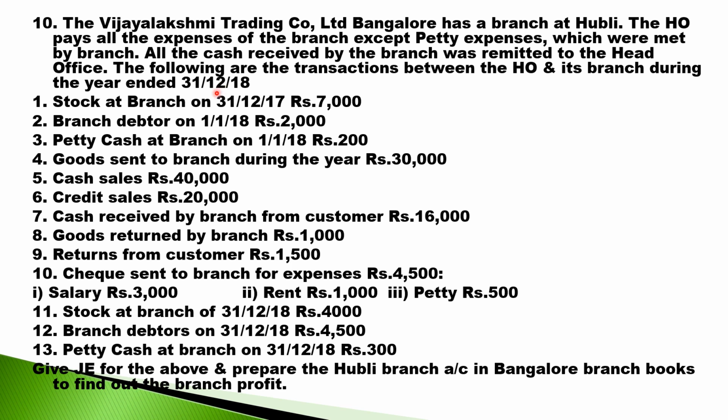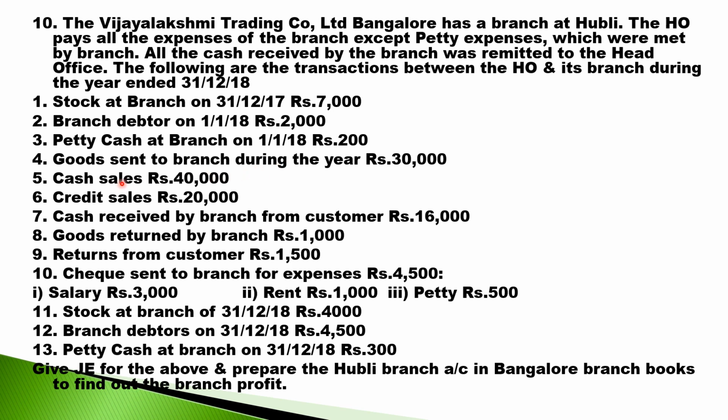So students, we have stock at branch on 31/12/17. Kindly read as 1/1/18. It's called opening stock, debit side. Branch debtors on 1/1/18, 2000, debit side, opening debtors. Petty cash at branch on 1/1/18, 200, is nothing but opening petty cash, debit side. Goods sent to branch during the year, 30,000, is nothing but goods received by the branch, debit side.